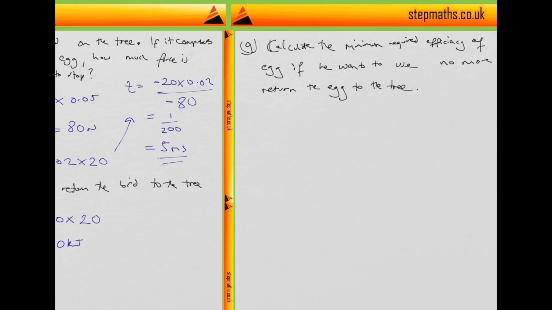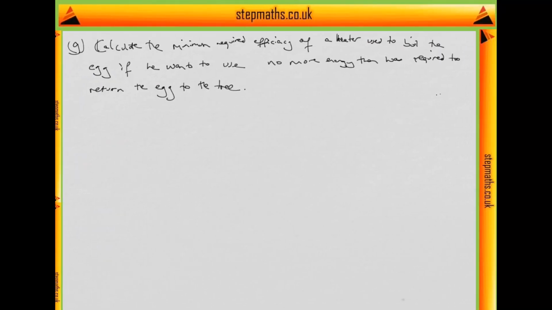Okay, so the last part of the question says, the birdwatcher decides to boil the egg. And we're asked to calculate the minimum required efficiency of a heater used to boil the egg if he wants to use no more energy than was required to return the egg to the tree. So we know that he required 2.0 times 10 to the 4 joules to return the egg to the tree.